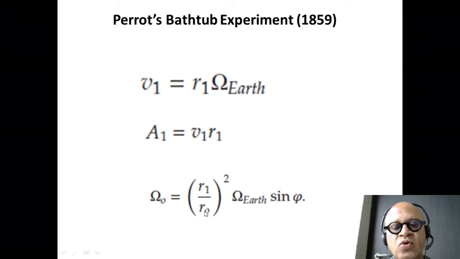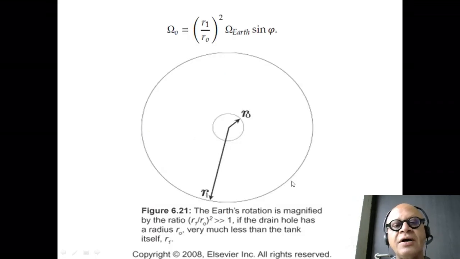So R1 over R0 squared times omega Earth sine phi, where omega Earth sine phi is the local F that the water particles acquire just by sitting on Earth. So we all experience it, but obviously we don't notice it. But in a tank you can recreate it. So what happens here is the water parcels, as they start moving in, will begin to make a circle towards the middle, and the rotation rate itself is amplified by where you are with respect to the outer edge. So you get R1 over R0 squared.